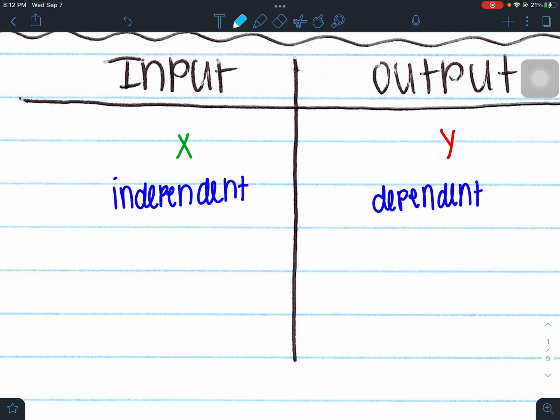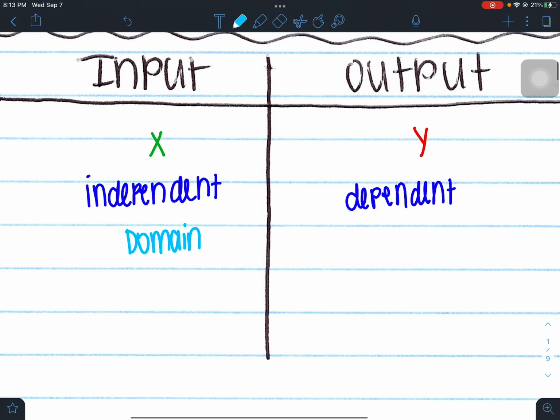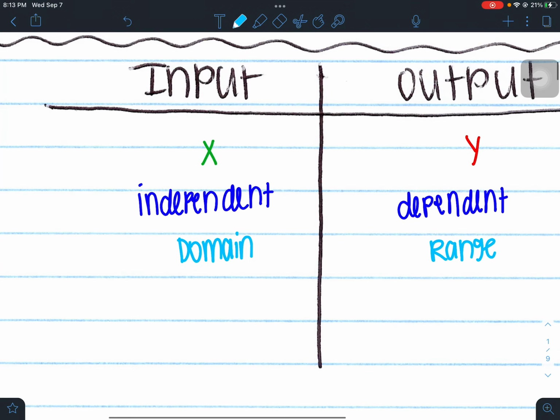The word that's always associated with X is going to be domain. If I'm asked to find the domain or I'm given a domain, we're talking about X values here. So always remember that domain is associated with your X values. And then range is always associated with Y values. So if I'm asked to find the Y values or I'm asked to find the range, it's the same thing. Or if I'm asked to look at the range, I'm asked to look at the Y values.